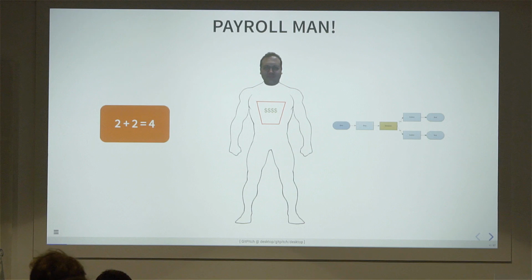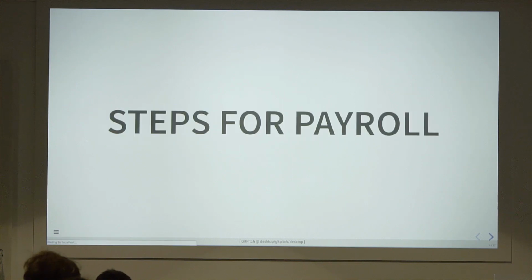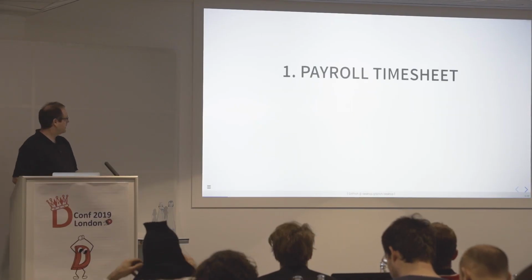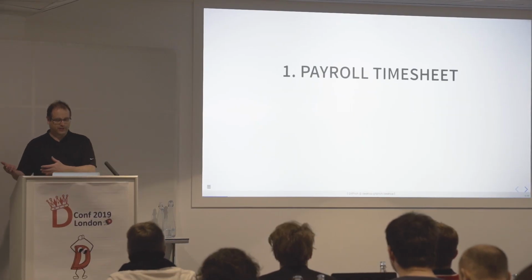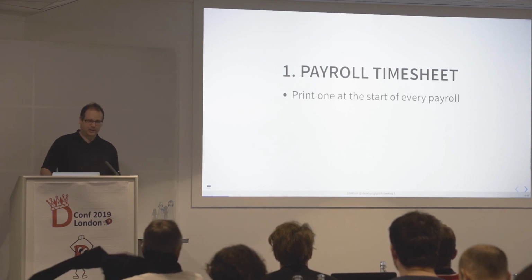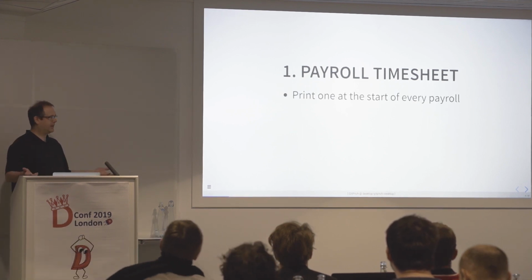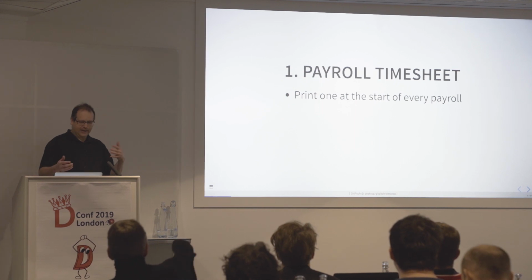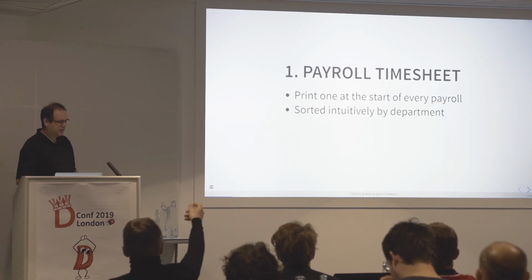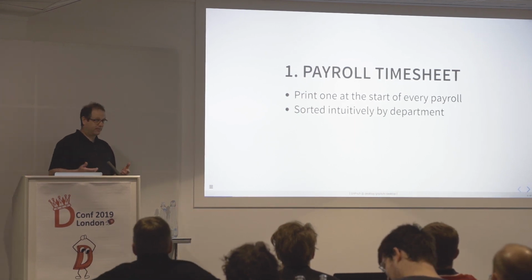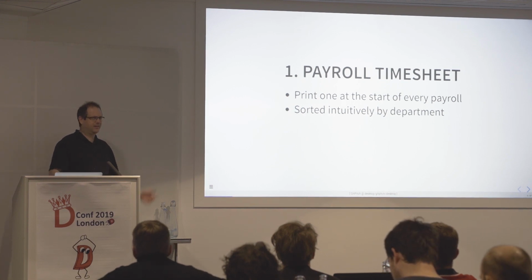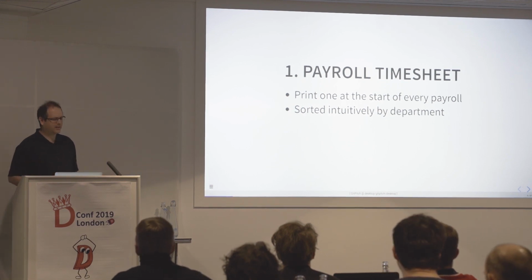So now that the company had its volunteer to do payroll, I had to learn how to do payroll. So the steps for payroll: first of all, there's a payroll timesheet. The payroll timesheet you print out at the beginning of every payroll, and it has a list of everybody's names on it, sorted intuitively by department, because who needs to use last names? I mean, linear search is way better, right?